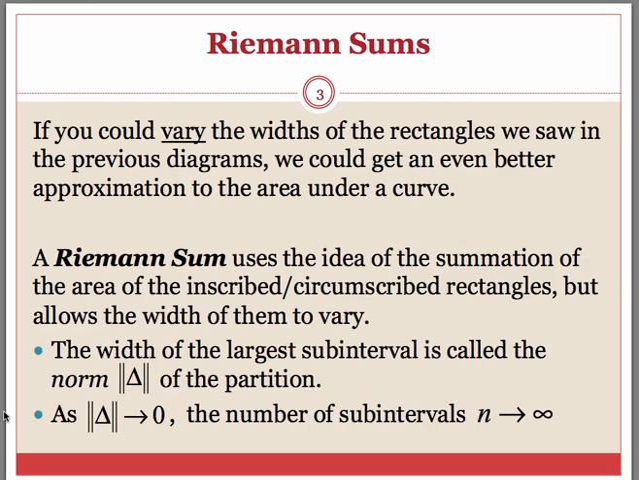So if you think about that, as the width of the widest rectangle gets skinnier and skinnier and skinnier, basically the norm is approaching 0, and that allows the number of subintervals, n, to get larger and larger and larger and approach infinity. Basically, as the rectangles get skinnier, you are able to fit more of them under the curve. And hopefully that makes sense.